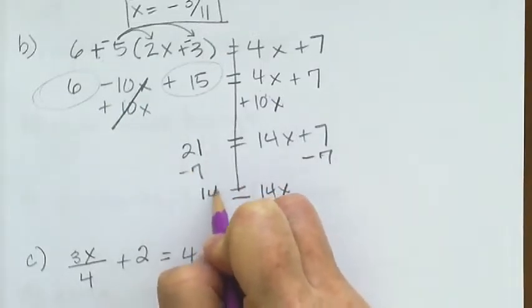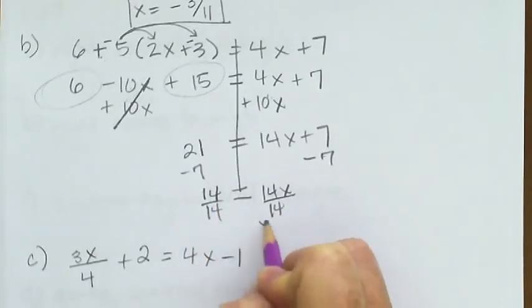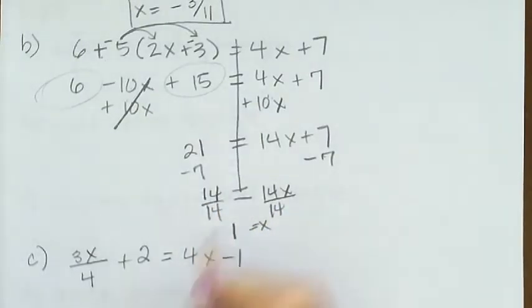21 minus 7 is 14. Let's get x by itself. Divide both sides by 14, so x equals 1.